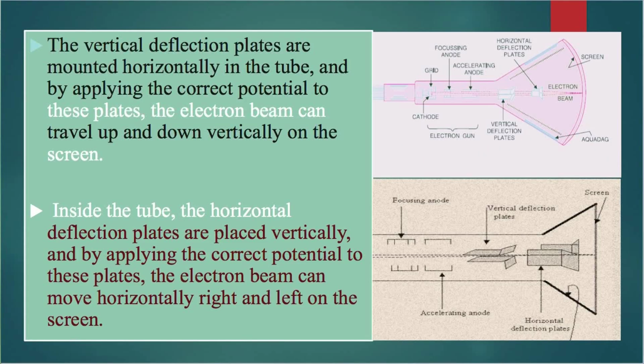The vertical deflection plates are mounted horizontally in the tube, and by applying the correct potential to these plates, the electron beam can travel up and down vertically on the screen. Again, inside the tube, the horizontal deflection plates are placed vertically, and by applying the correct potential to these plates, the electron beam can move horizontally right and left on the phosphor screen.